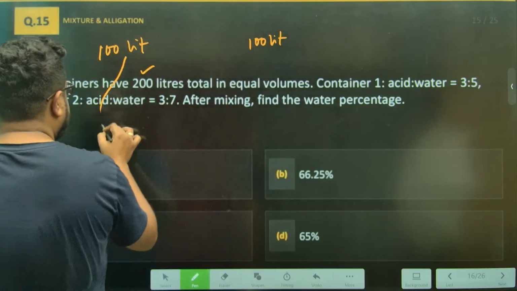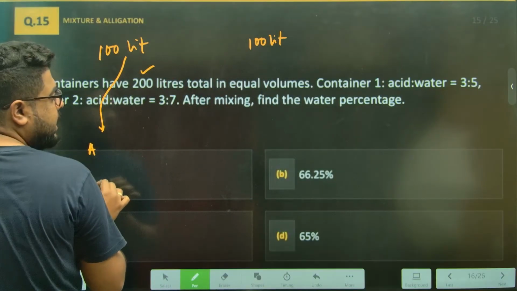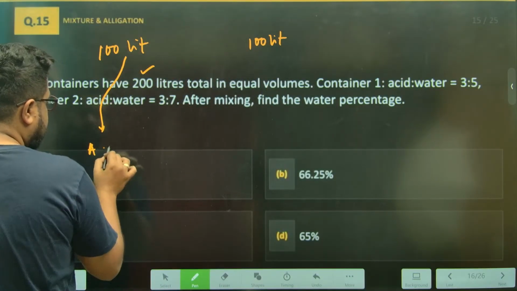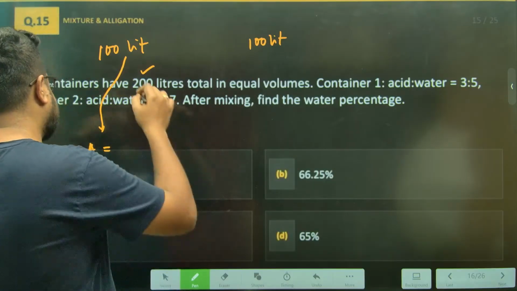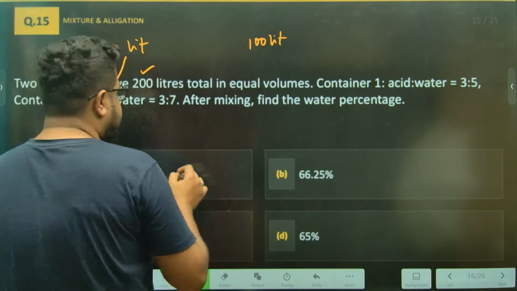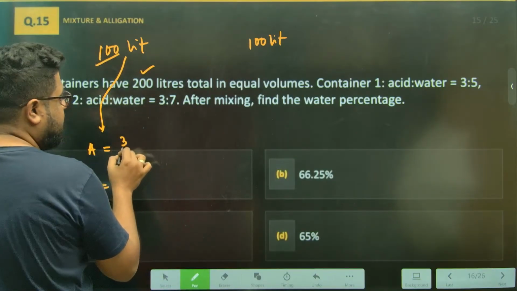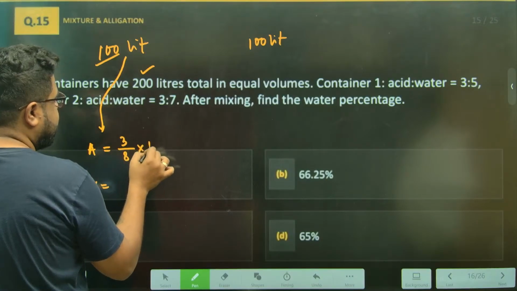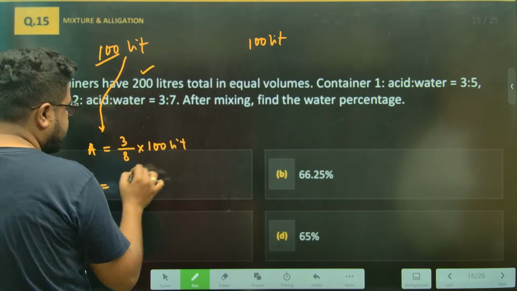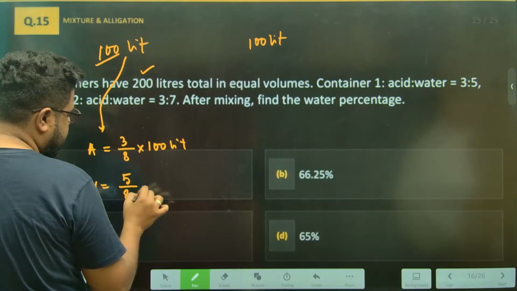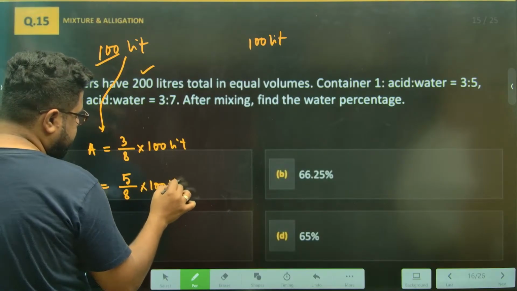So in this 100 liters, acid and water are in the ratio 3:5, meaning 8 parts in total is 100 liters. So acid will be 3 out of 8 parts of 100 liters, and water will be 5 out of 8 parts of 100 liters.